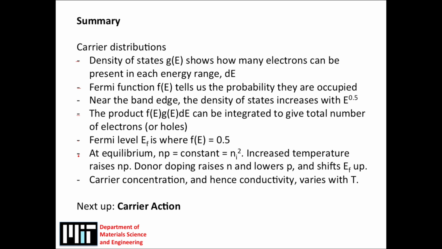We looked at equilibrium situations, and in that case the product np is constant, and in an intrinsic material whose carrier concentration is ni, then obviously np is ni squared. But even if you dope the material, np is still ni squared at equilibrium, so if n goes up, p goes down, or vice versa, so that their product remains constant. That product is a function of temperature. And we saw that the conductivity, which is affected by the carrier concentration, will vary with the temperature, and we'll talk more about that later on.